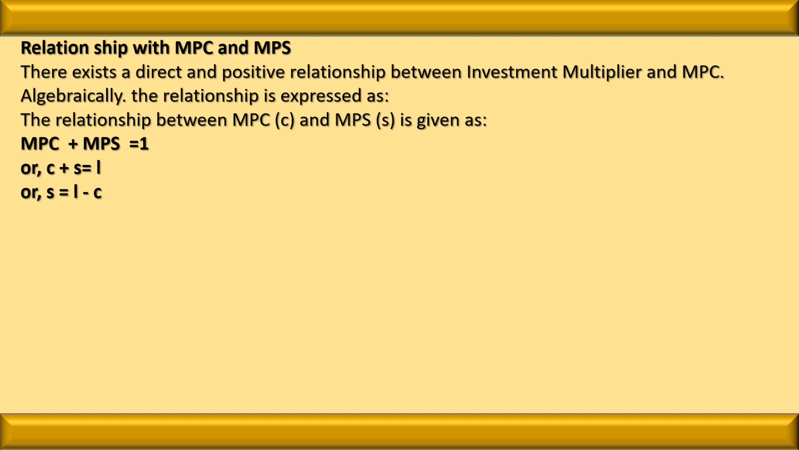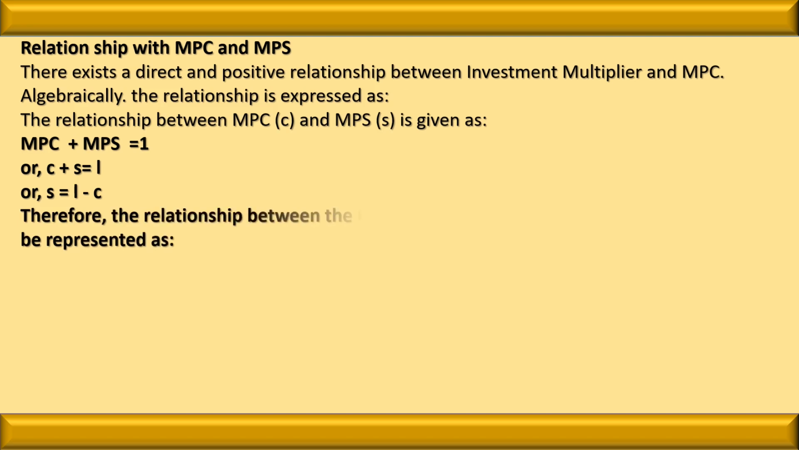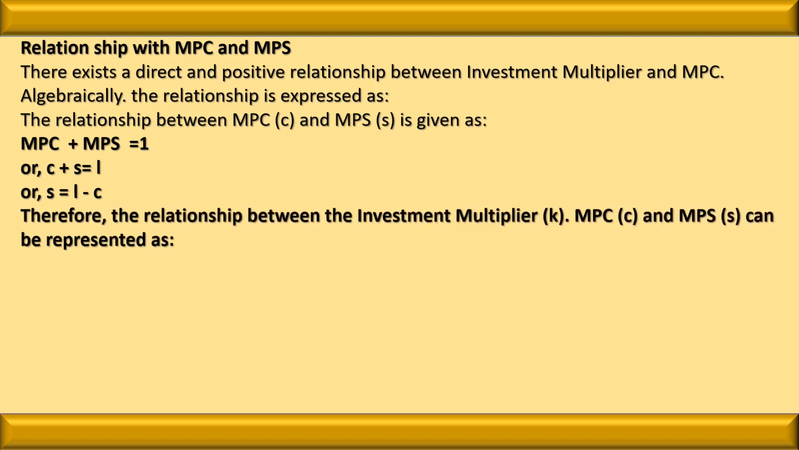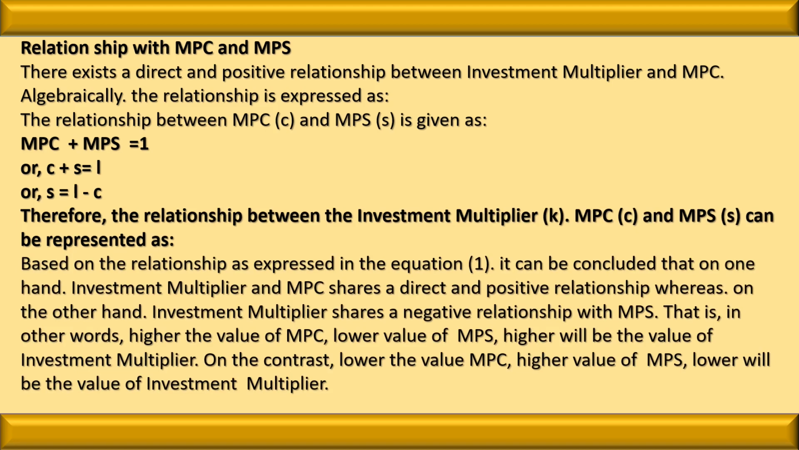So it means that there is a direct relationship between investment multiplier and MPC, and at the same time there is an inverse relationship between investment multiplier and MPS. When I say direct relationship, what does it mean? It means that when the MPC increases, multiplier also increases, and vice versa. And in the case of the MPS, when the MPS increases, investment multiplier decreases, because there exists a negative relationship. The things become much clearer when we discuss the same thing through the schedule.